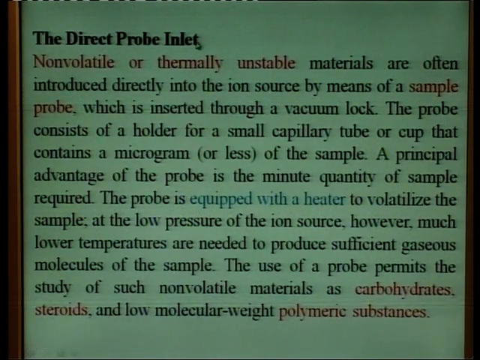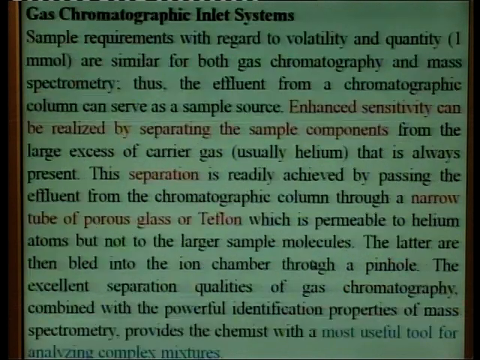Then the direct probe inlet. This is for non-volatile and thermally unstable material. Here the sample is introduced through the sample probe, which is inserted into the vacuum lock. The probe consists of a holder and a small capillary tube or a cup that contains a small amount of sample. The principal advantage of the probe is the minute quantity of sample needed. This probe is equipped with a heater to volatilize the sample at the low pressure of the ion source. So, this makes possible the estimation of carbohydrates, steroids and polymeric substances.